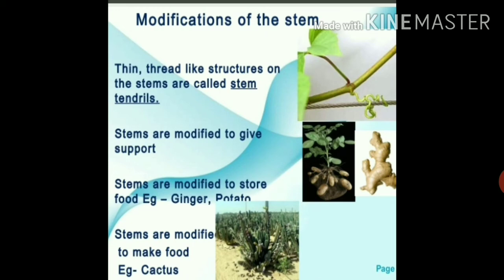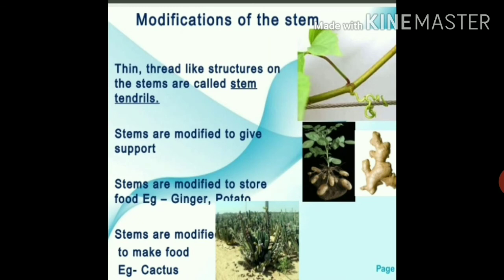Now first we have storage of food. For storage of food, potato, onion and ginger are modified stems that store food. Now students, one thing I want to tell you is that there are three kinds of underground stems. First we have tuber, example potato. Second we have rhizomes, example ginger. And third we have bulbs, example onion and garlic. So onion and garlic are bulbs, ginger is rhizome and potato is tuber. So these are the underground classification of stems.